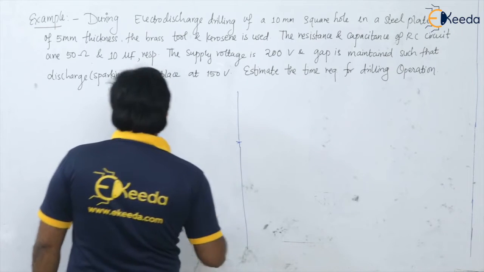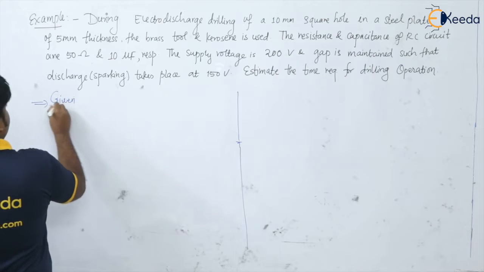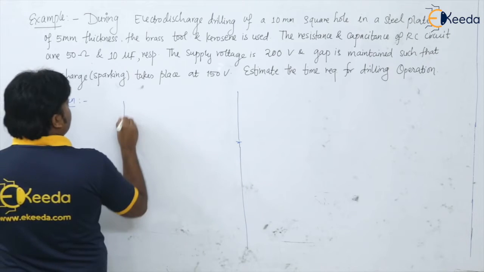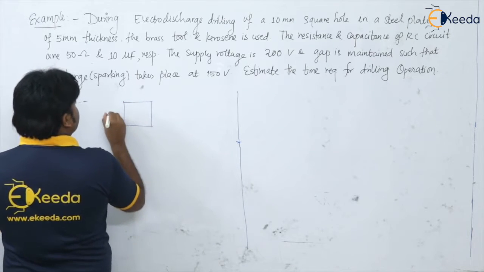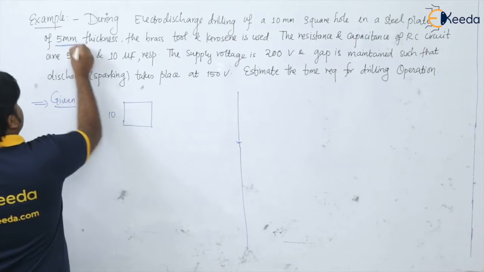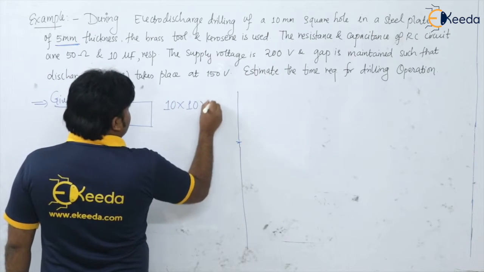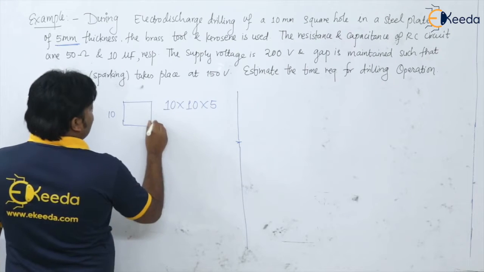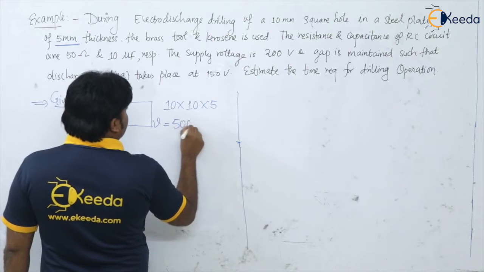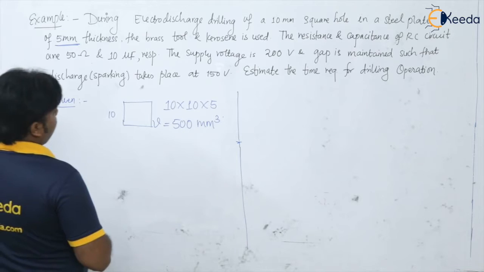This is on electrodischarge machining. So what are the given terms? There is a drilling of a 10 mm square hole. The square hole, how much is it? 10 mm, and the depth of the hole, that is the thickness of the plate, is 5 mm. So 10 by 10 by 5 will be the volume of material removed, isn't it? So what is this volume V of the material removed? That is 500 mm cube, isn't it?